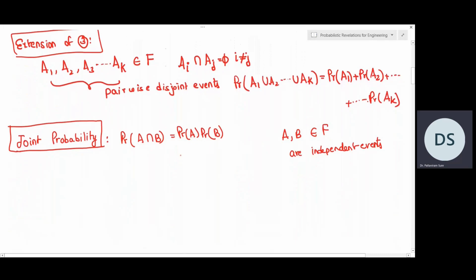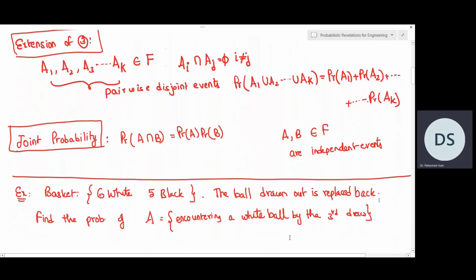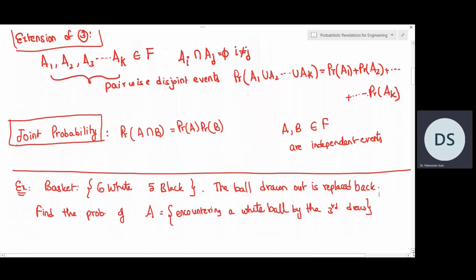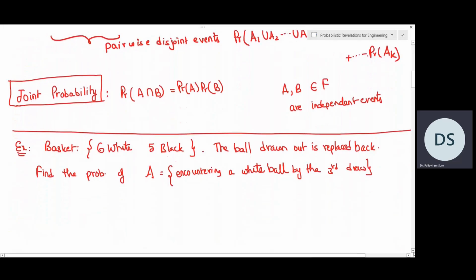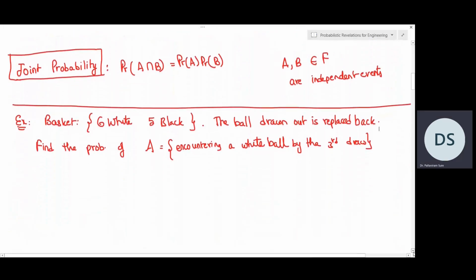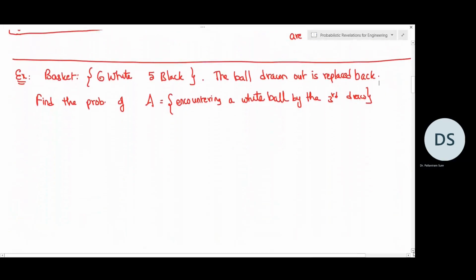Using this extension of axiom 3 and this joint probability, we can calculate complicated event probabilities very simply. So let us see one example on that. Assume that we have a basket and the basket has 6 white balls and 5 black balls, and the ball is drawn at random.